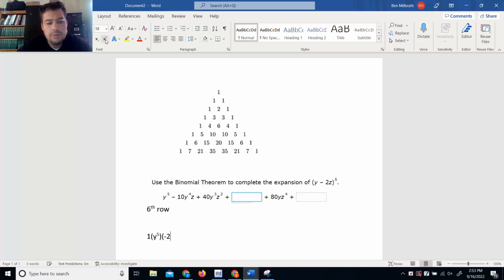The negative 2z gets raised to the 0th power. Plus a 5. Y is now to the fourth. The negative 2z is to the first. All of it's to the first, not just part of it. Next number I see on the sixth row is a 10. Y is now cubed. I don't know why I'm bothering putting that in parentheses. It doesn't need it. Negative 2z is now squared.